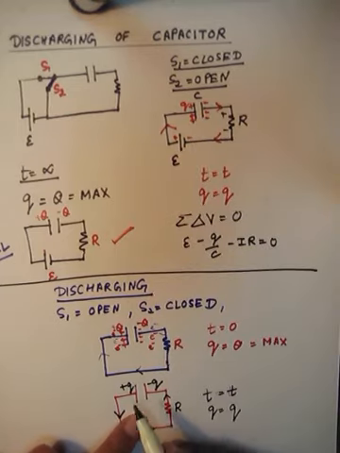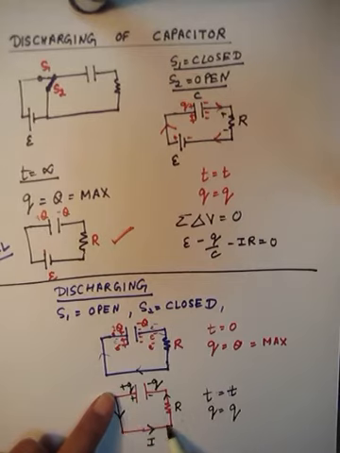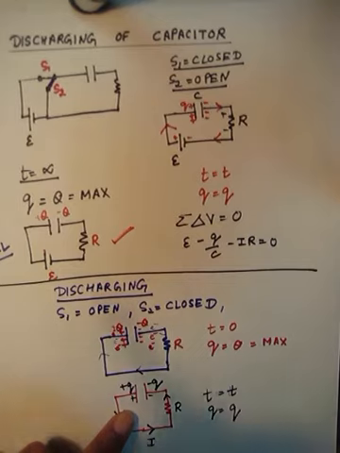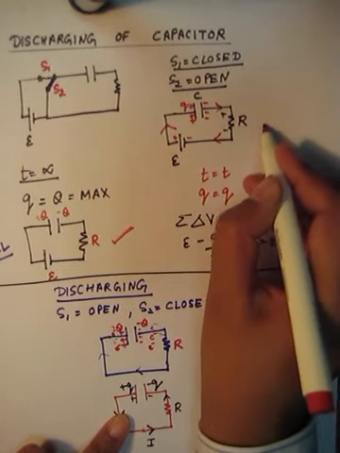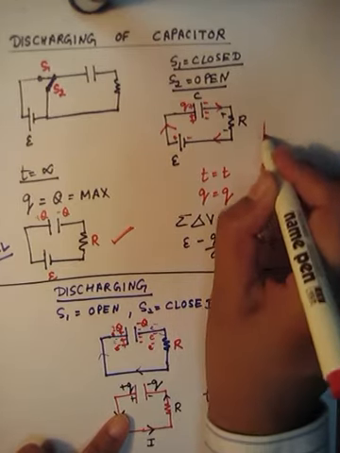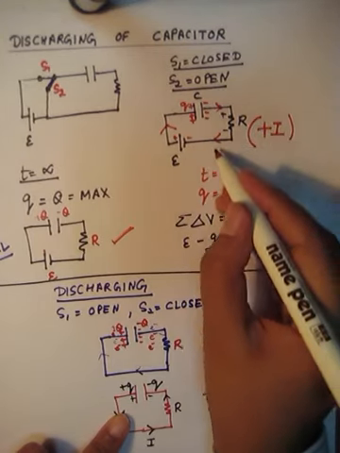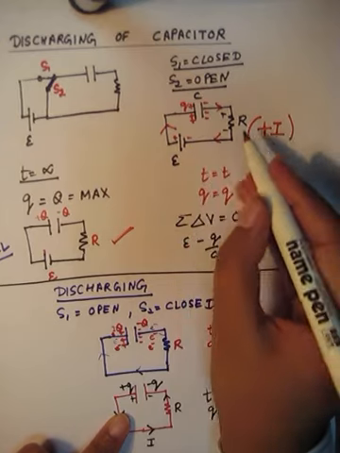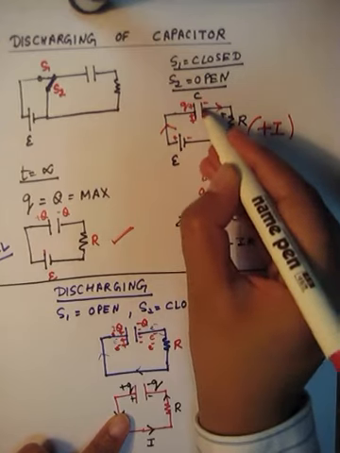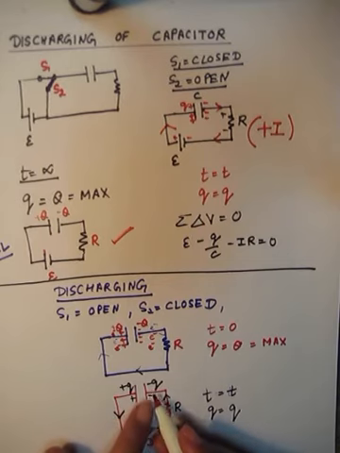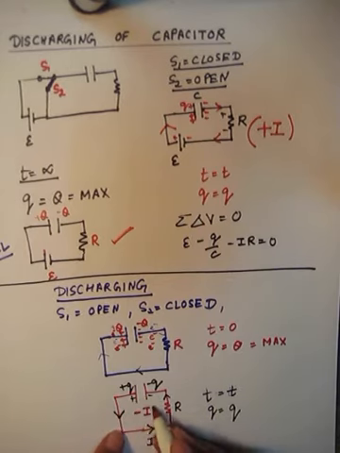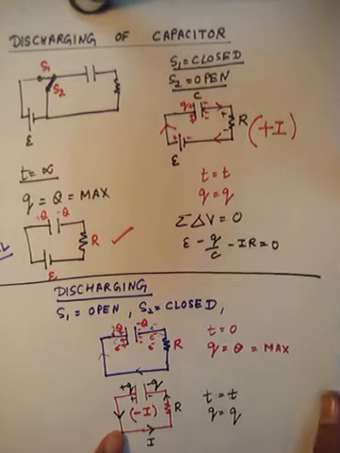While in this case, the current is flowing from the positive plate of the capacitor to the negative plate. So if the current in this circuit is positive current, if it is plus I for this direction, if it is clockwise, it is positive I when the current is from positive plate to negative plate. But here the current is flowing from negative plate to positive plate. So it means the current will be minus I.